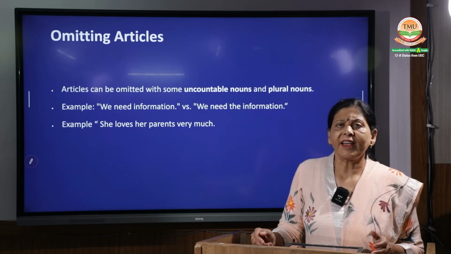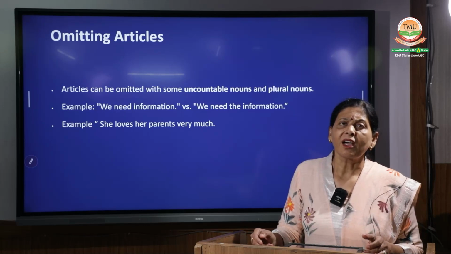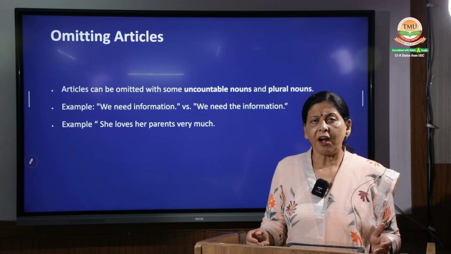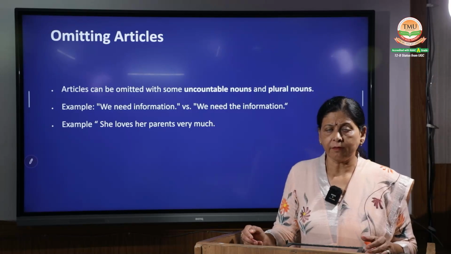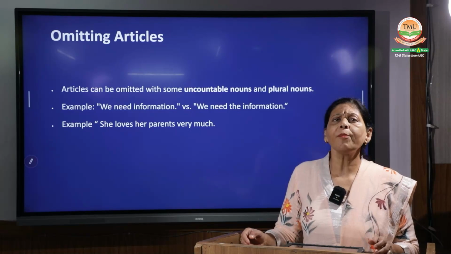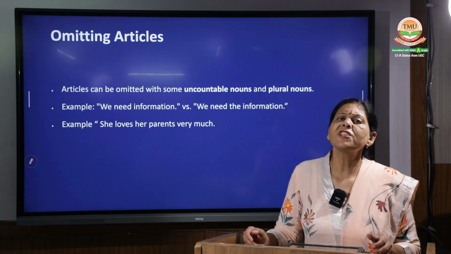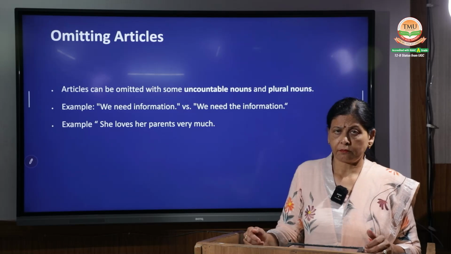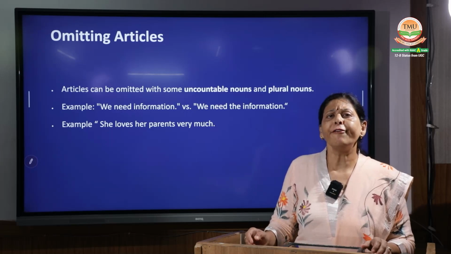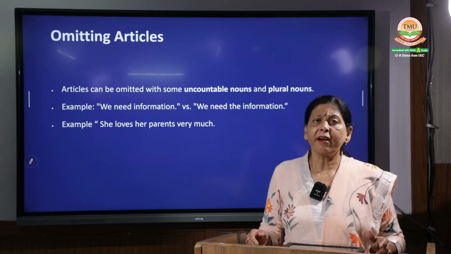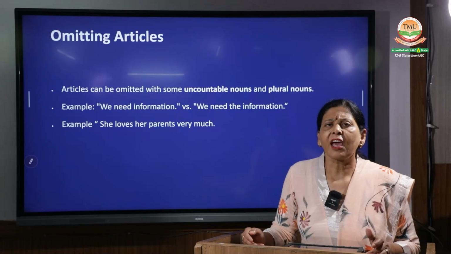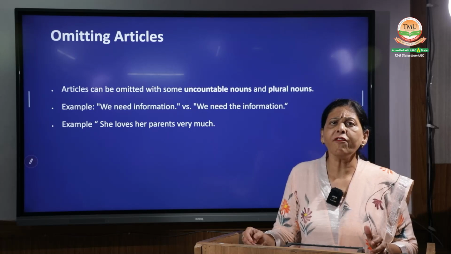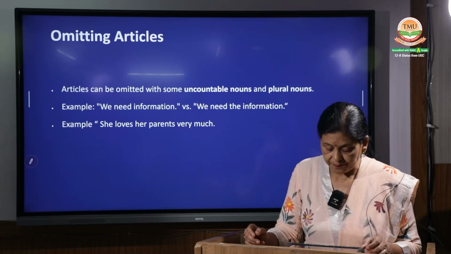Then there is rice. Rice cannot be counted. Rice is measured, but it cannot be counted. Then there are some other words, some feelings, some abstract nouns also, which cannot be counted. So abstract nouns like honesty, love, freedom, tiredness, all these cannot be counted. These all come under the category of uncountable nouns.